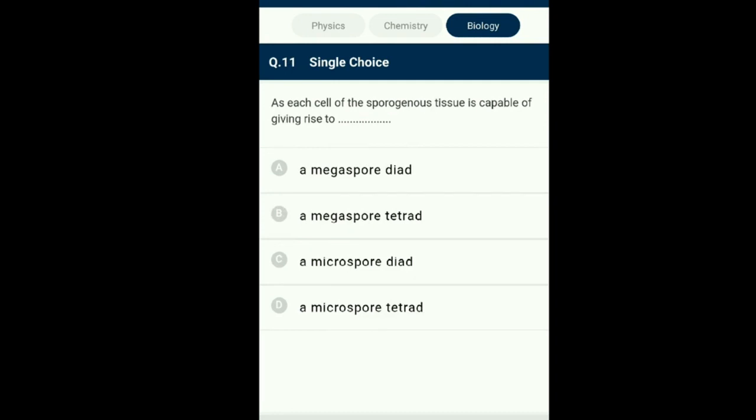Question number 11. Each cell of the sporogenous tissue is capable of giving rise to a microspore tetrad. Each one is a potential pollen or microspore mother cell. The process of formation of microspores from pollen mother cell through meiosis is called microsporogenesis. The microspores are formed and arranged in a cluster of 4 cells, the microspore tetrad. So the answer is option D, a microspore tetrad.